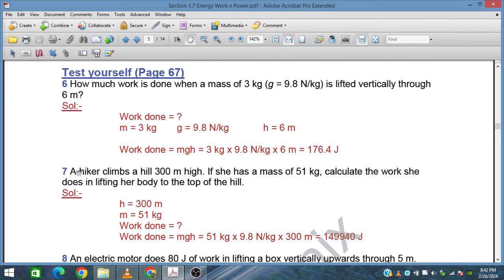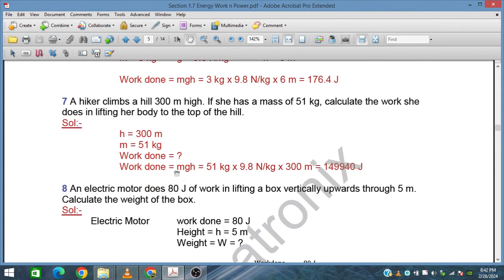Question number 7. A hiker climbs a hill 300 meters high. If she has a mass of 51 kg, calculate the work she does in lifting her body to the top of the hill. So we have to find the work done. Height is 300 meters and the mass is 51 kg. Work done is equal to mgh, which is 51 kilograms times 9.8 newtons per kilogram times 300 meters, and we multiply, and we have this much work done required to climb this height.